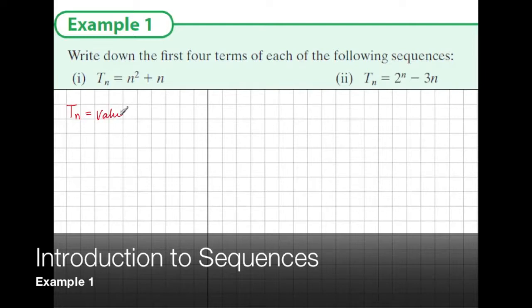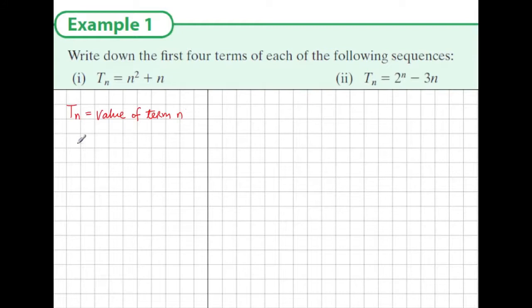Now just to explain the terminology. Term n, t with a small n, means the value of term n. N itself means the term number. So is it the first term or the second term? The rule here for the value of term n is given by n squared plus n. So term 1 is we replace n with 1, giving 1 squared plus 1, which is a value of 2.